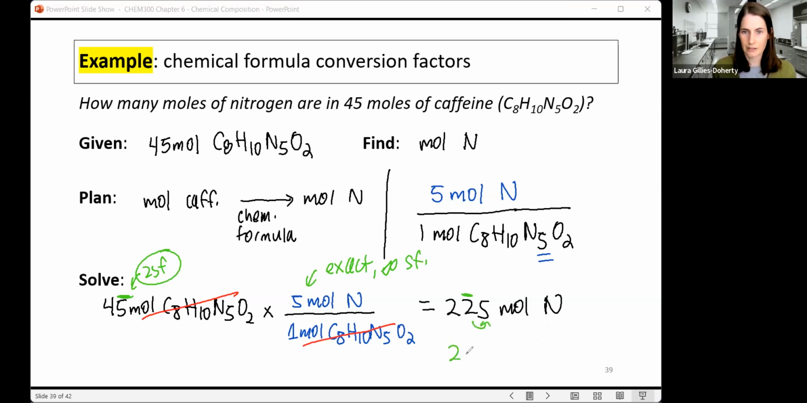So I get 230 or 2.3 times 10 to the 2 moles of nitrogen, written so that we can very clearly see we only have 2 sig figs there. So key steps in this: identified what we were given and what we wanted to find, and then based on the chemical formula, we wrote a conversion factor to convert between the moles of our compound caffeine and moles of nitrogen within that molecule of caffeine.